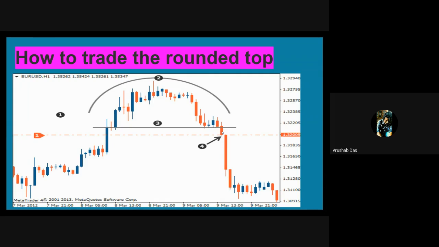What are the things we can see in this rounded top pattern? The first thing should be an uptrend, and a rounded top should be formed, and then the neckline. After that, the neckline should be broken by a bearish candle close, and at this fourth point, mentioned in the figure, you can go for a sell order.